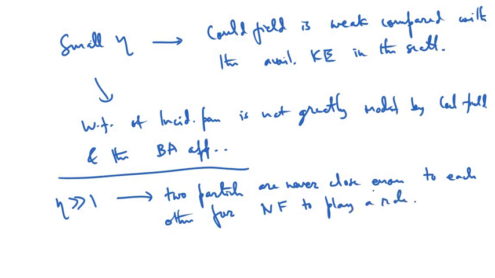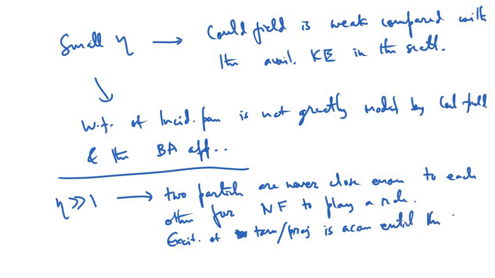And then in this case, the excitation of target or projectile is accomplished entirely through the Coulomb force. Okay? And such a process is called Coulomb excitation. So this is the case, that is when the Sommerfeld number eta is much greater than 1.